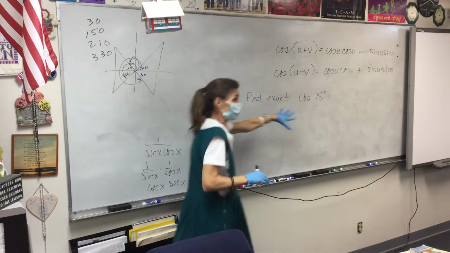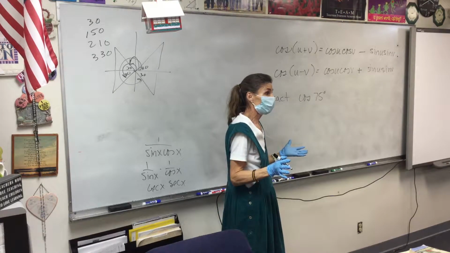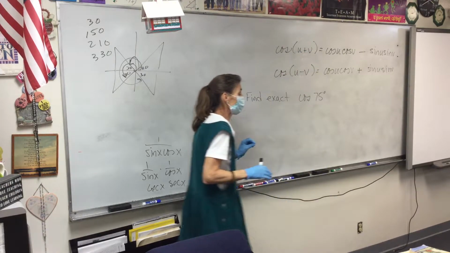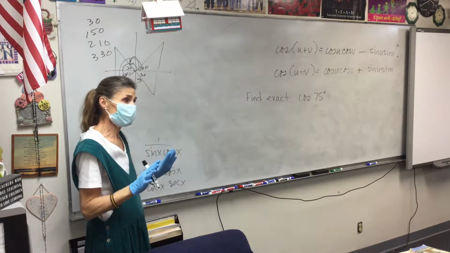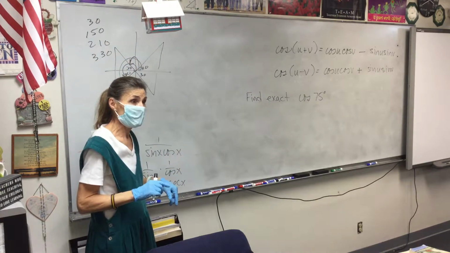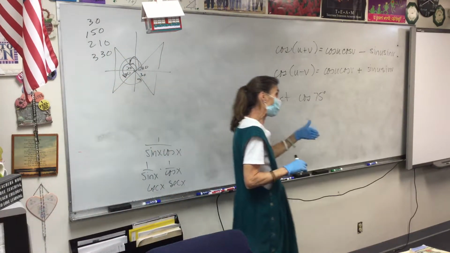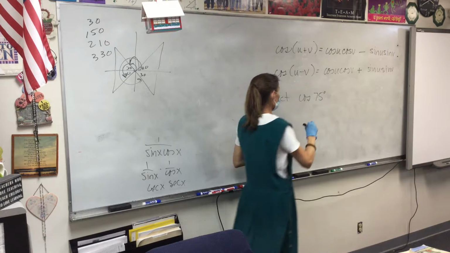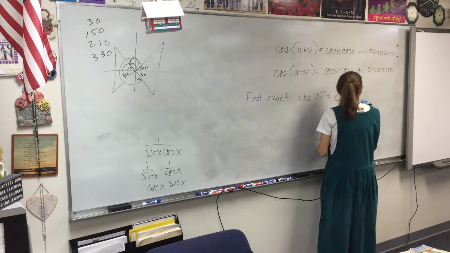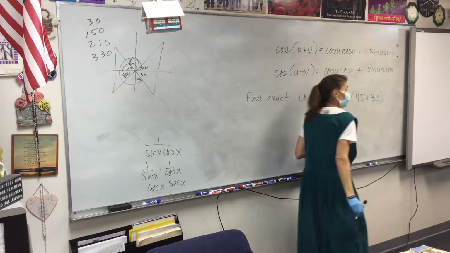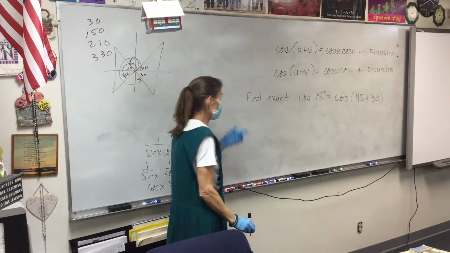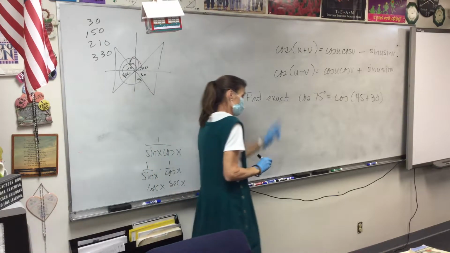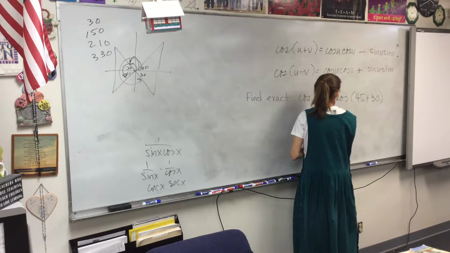Well, 75 is not in that list. 75 is new. So how are we going to do 75? Well, think about 75 as the sum or difference of two of your special angles. Can you think of two of your special angles that either add up to 75 or subtract to 75? 45 and 30. That's kind of an obvious choice. Are there other options? Yes. But I'm going to use 45 and 30 because that's the easiest. Now, some of you are going to be tempted to do this.